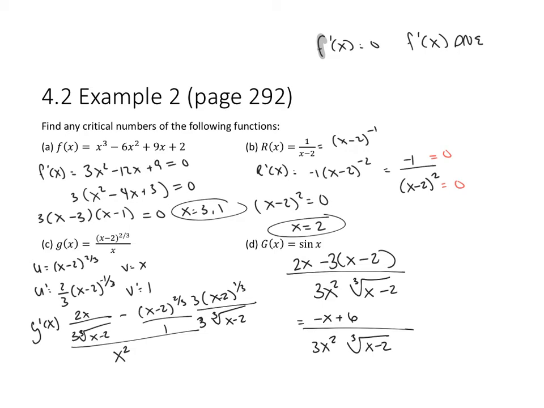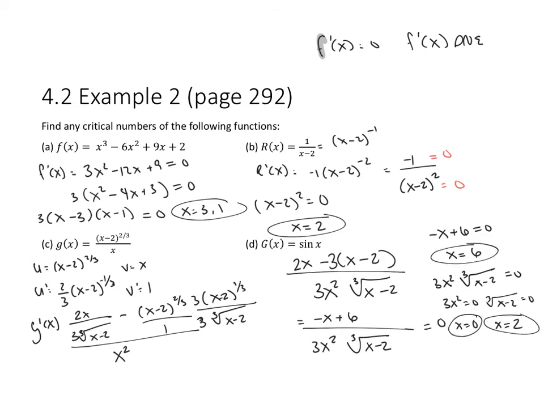So now I'm going to set this equal to 0, and I want to know when it doesn't exist. So I'll look at my numerator. When does negative x plus 6 equal 0? Well, that happens when x is 6. And then when does 3x squared times the cubed root of x minus 2 equal 0? Well, let's take each one separately. That happens when 3x squared equals 0, or the cubed root of x minus 2 equals 0. So that's when x is 0, or x is 2. So I'm going to have three critical values here: x equals 0, x equals 2, and x equals 6.